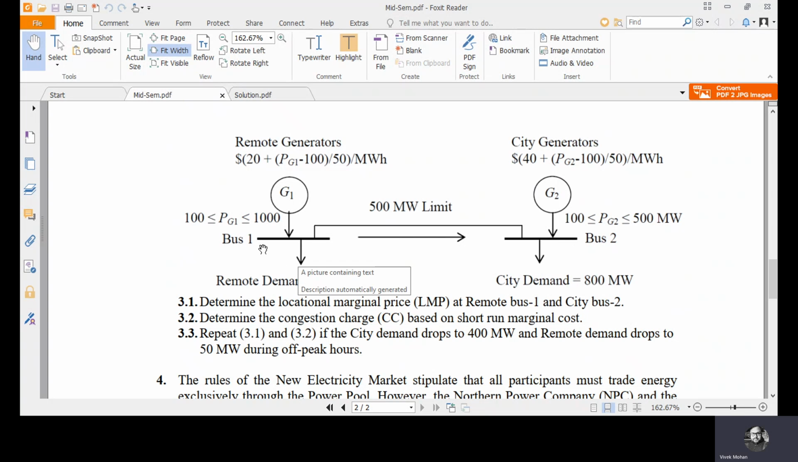Now we'll see here at the city bus, that is at bus 2, the demand is 800, and at bus 1, that is the remote bus, the demand is 100 megawatts. This is a 500 megawatts line. That means the limit is 500 megawatts. The line limit is 500 megawatts.